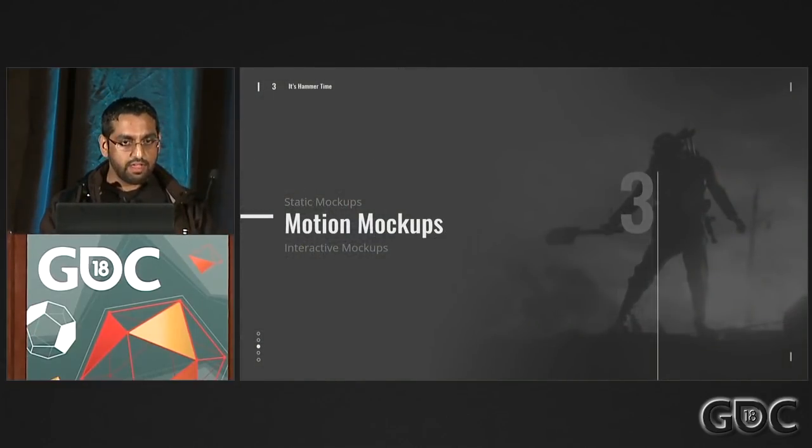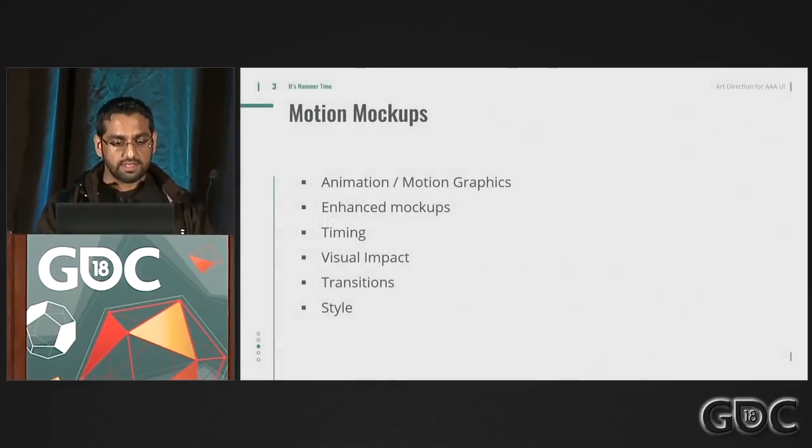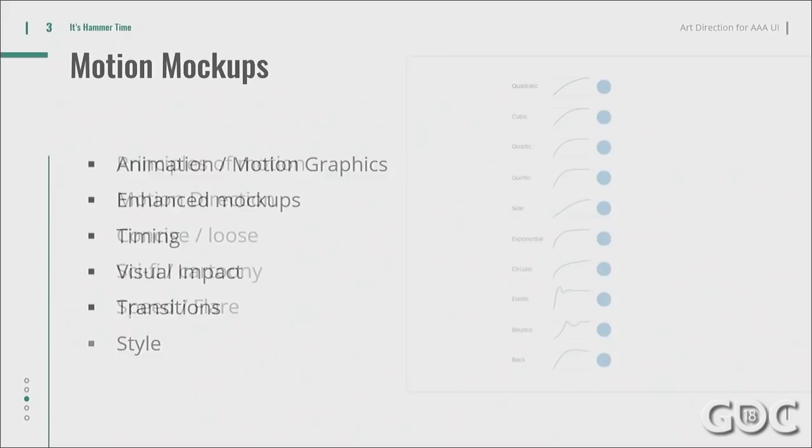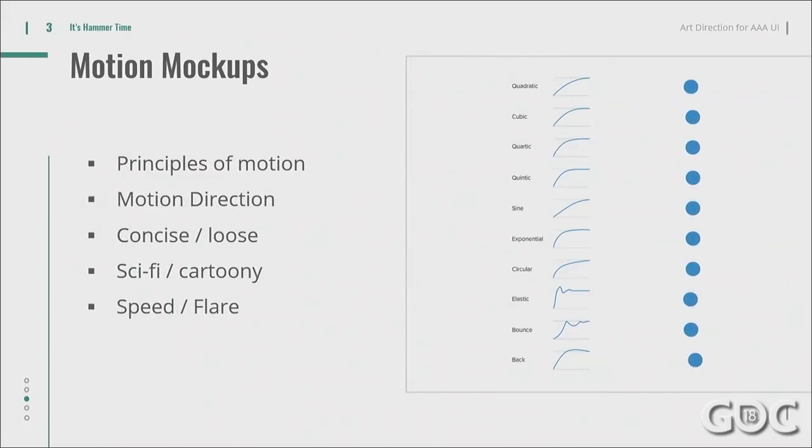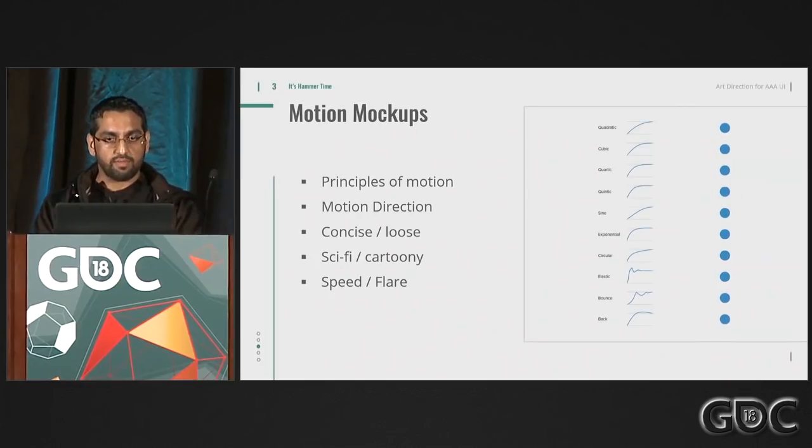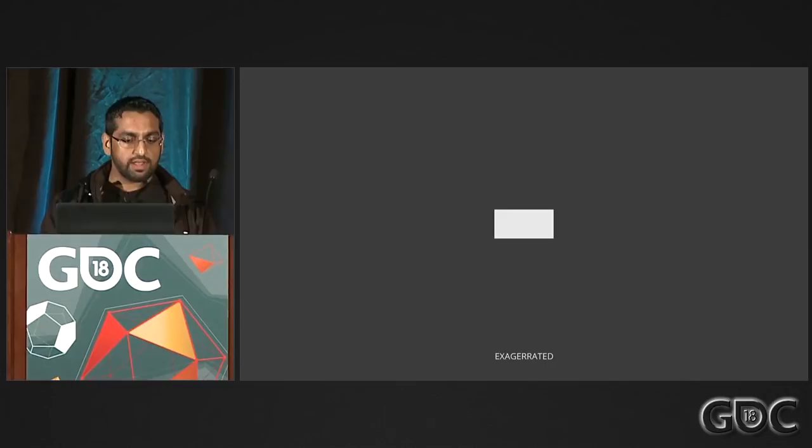Motion is another area that you can use to really call attention to elements, and just use animated mockups. This ties into your style as well. We can see in the examples in a minute that the style of motion can have a big impact on what kind of UI you're conveying. This is a really simple animation with a white square, but it shows that you can have a nice clean animation, or you can have something that's more exaggerated.